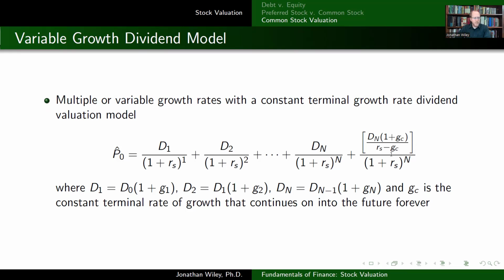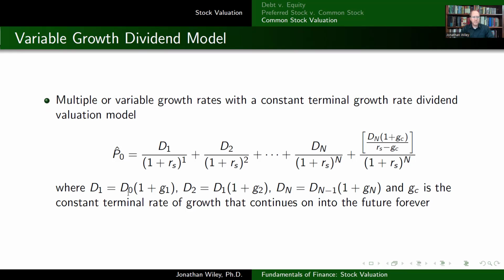Okay. Now, if you're thinking, well, this is perhaps a little bit confusing, let's add a little bit more detail to it. So let's think about how we would actually implement this. So we're going to start down here. We're going to assume D0 is essentially what they paid yesterday. So I know what D0 is because they paid that yesterday. And the idea is we have some growth rate that continues on for that first year.